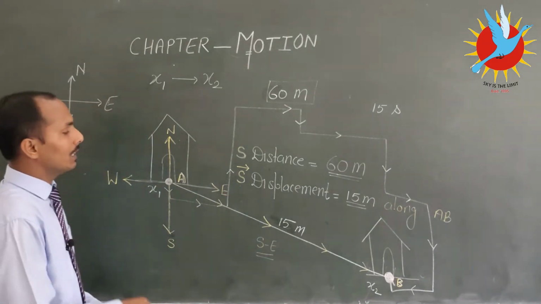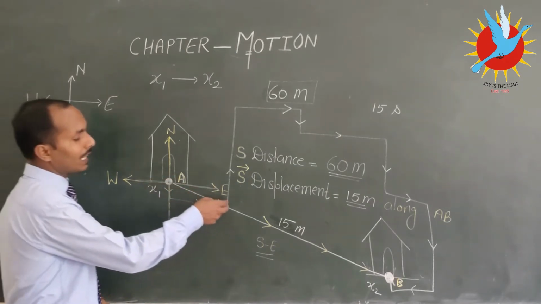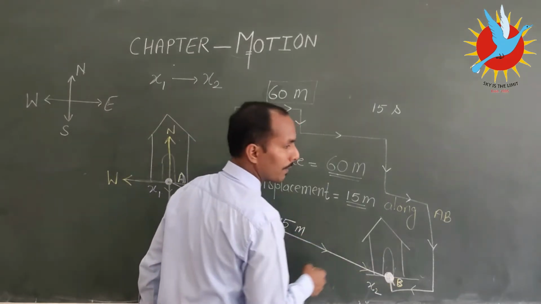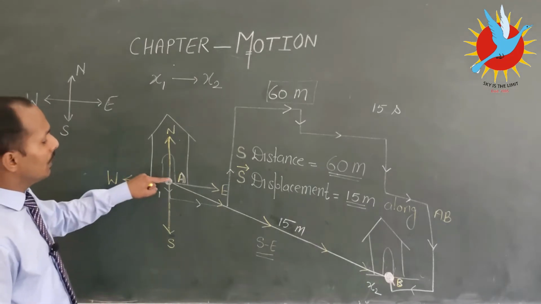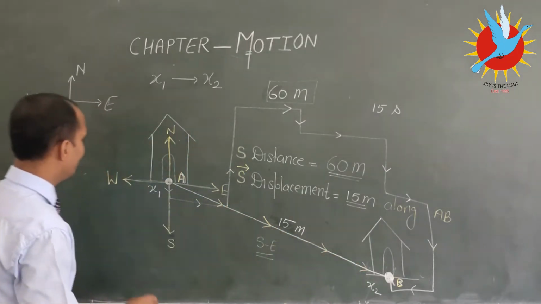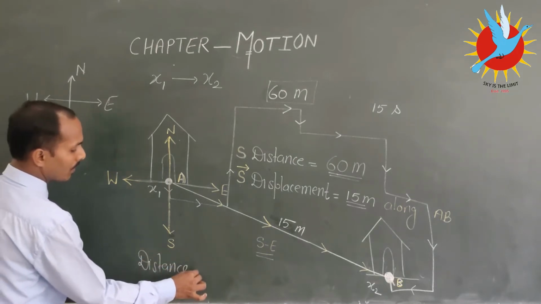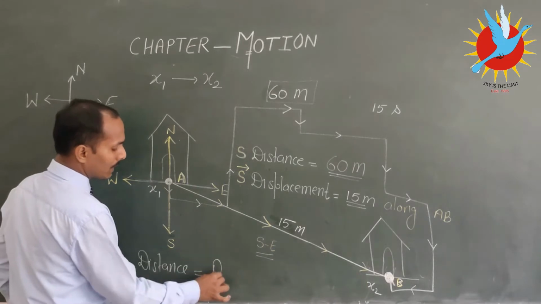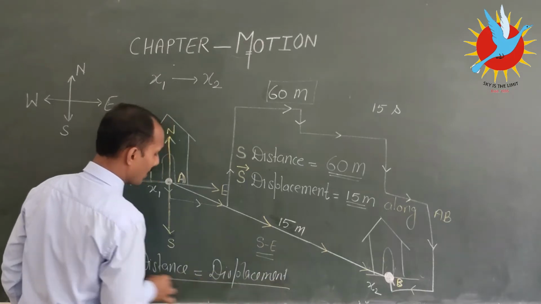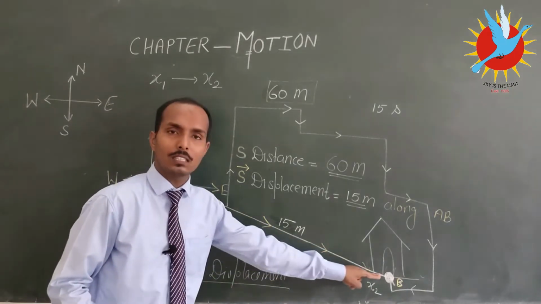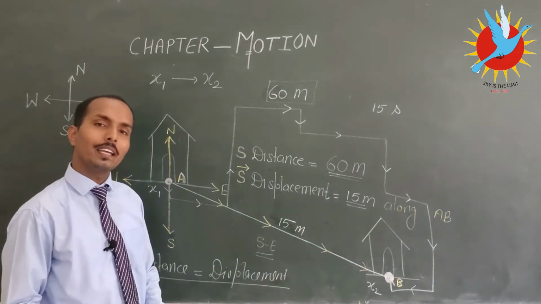You can say that if you follow this path, then distance and displacement are equal, because this is the shortest path and the person also follows this path. So distance and displacement are equal.